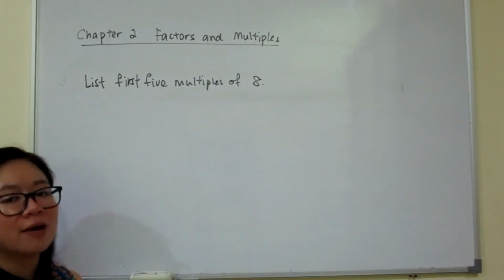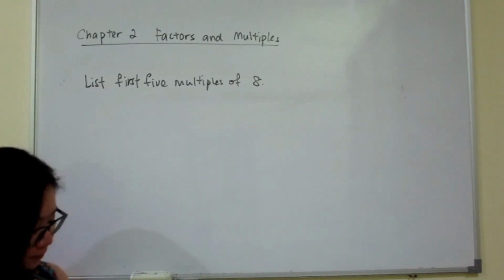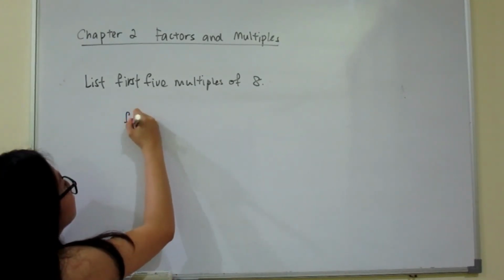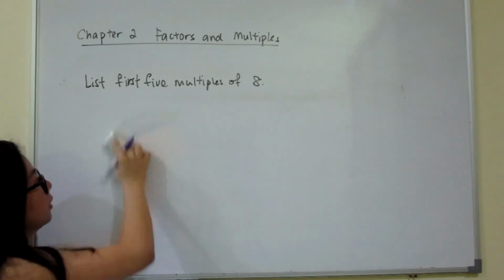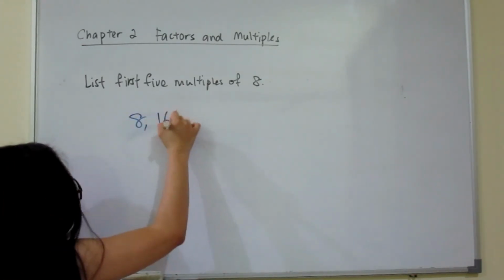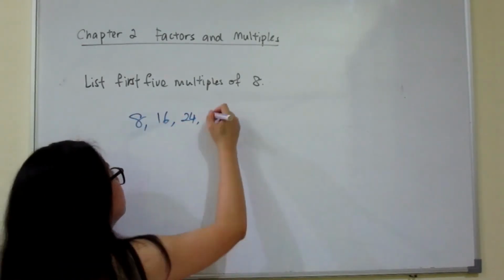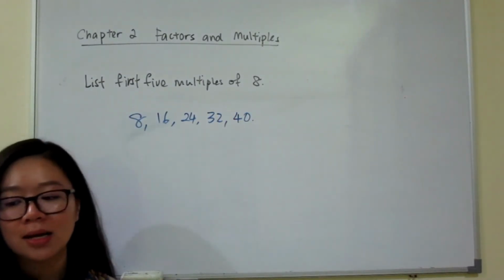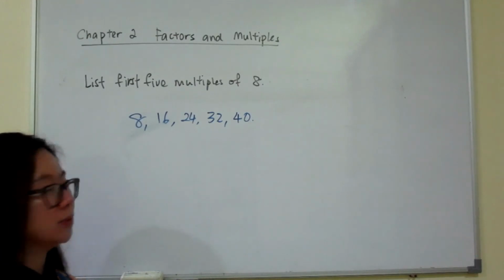So let's do this question. List the first 5 multiples of 8. Let's just write it down. The first multiple of 8 is 8 times 1, that's 8. Then the second multiple is 8 times 2, that's 16. And then 24, 8 times 4 is 32, 8 times 5, 40. That's the first 5 multiples of 8, that's it. Okay? Now let's do the common multiples.